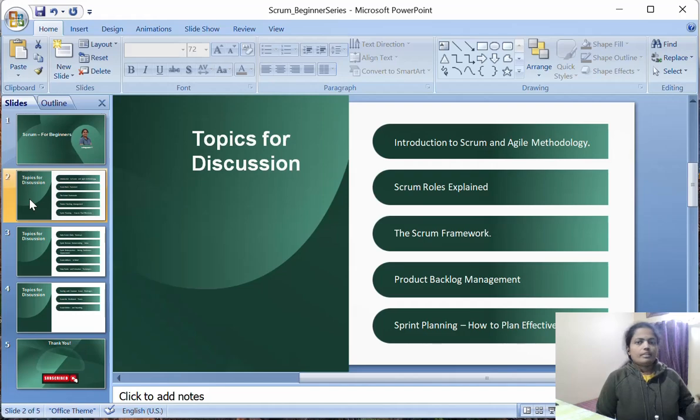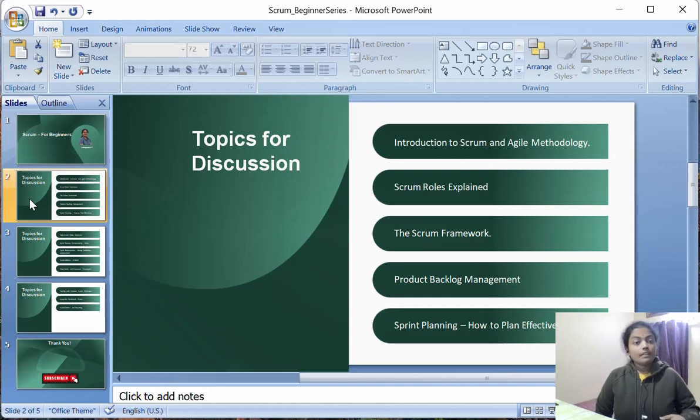So the first topic is introduction to Scrum and Agile methodology. So I really want to start from the basics. So not only from Agile and Scrum point of view, even from software development lifecycle point of view. Just to start from how a software development lifecycle looks like and what is a methodology, why we need methodology, and what is Scrum and what is Agile. That's all about this particular topic.